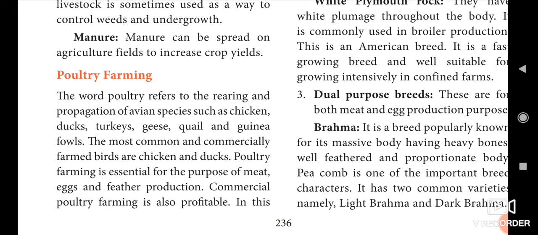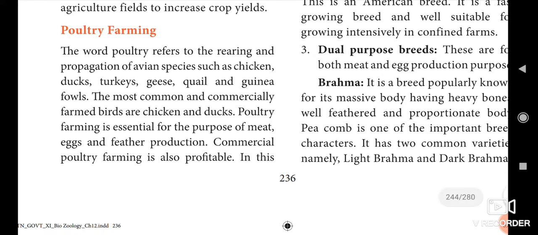These are all called poultry farming. The word poultry refers to the rearing and propagation of avian species, such as chicken, ducks, turkeys, geese, quail and guinea fowls. The most common and commercially farmed birds are chicken and ducks. Most poultry farming is related to chicken and duck. Poultry farming is essential for the purpose of meat, eggs and feather production. Why do they do poultry farming? Because of their meat, egg and feather production.